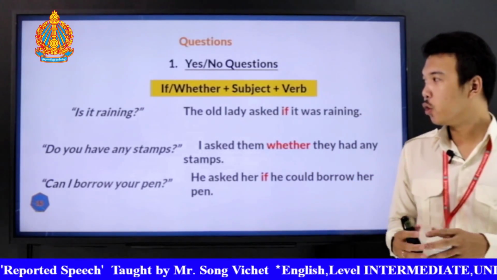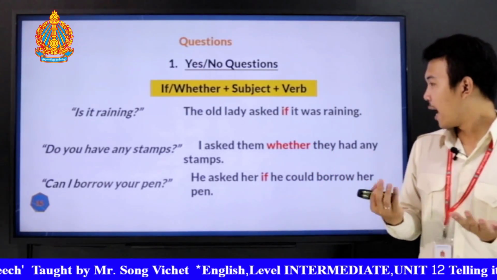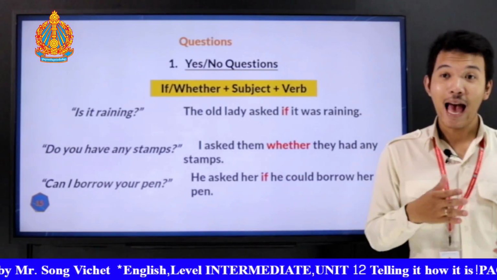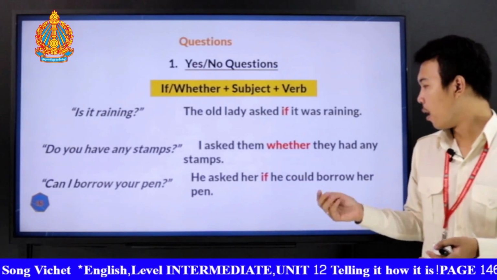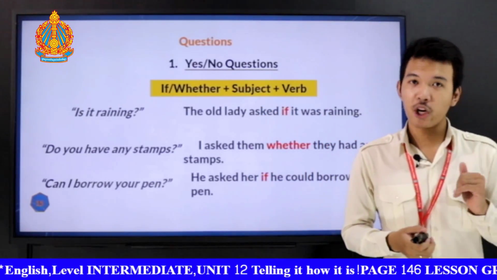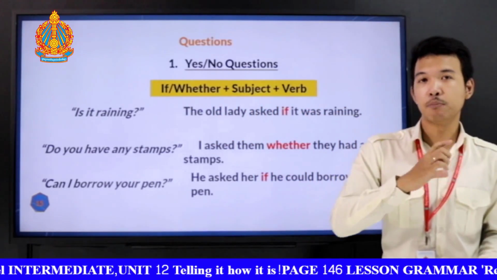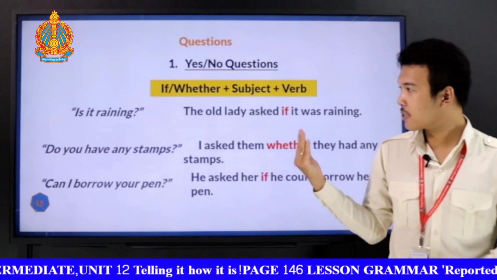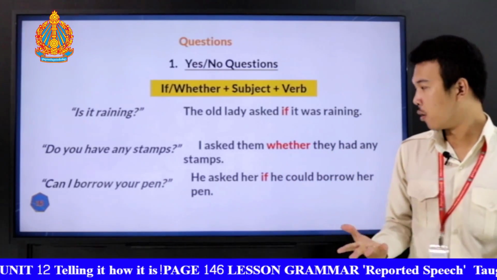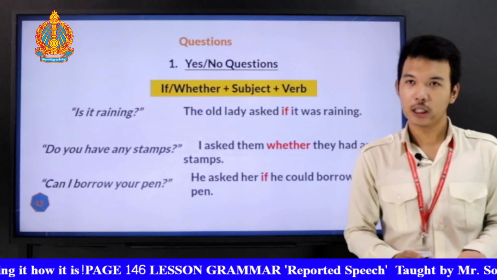The second one, "Do you have any stamps?" "I asked them if they had any stamps." And the next one, "Can I borrow your pen?" "He asked her if he could borrow her pen." So if you look at the three questions, the first one we change from "is" to "was", from present simple into past simple of the verb to be. In the second one, "do you have", we change it to "they had". And the last one, "can I borrow", to "he could borrow". So can is the present, and the past of can is could.